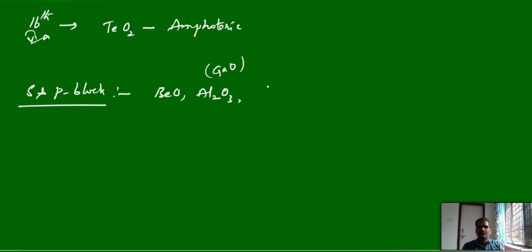Next, the 14th group: both tin and lead, in +2 and +4 oxidation states, are amphoteric in nature. Tin monoxide, tin dioxide, similarly lead monoxide, lead dioxide. These are amphoteric in nature.